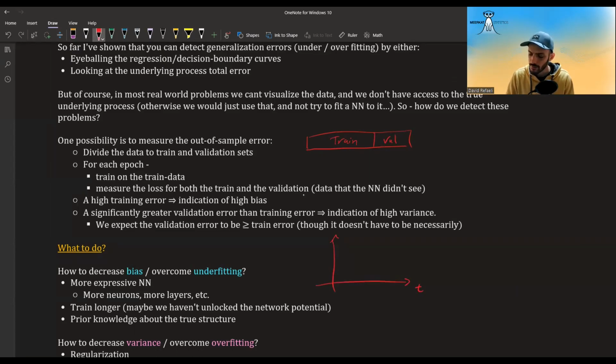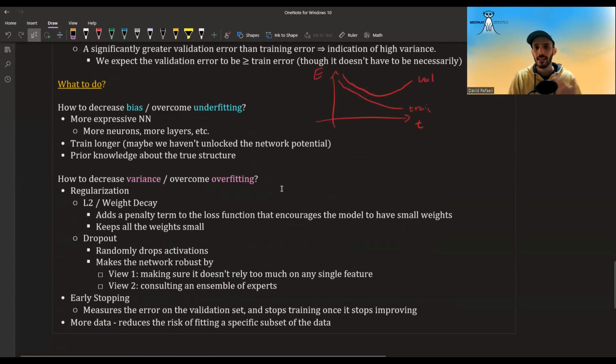So if you have here some training periods and here you have the error, then you might see that this is your error for the train, but this is your error for the validation. Okay, and then you say, okay, at some point our validation error is starting to get bigger and bigger. Maybe we are overfitting the training set, but we are actually not performing well on new unseen data. Okay, so this is how you detect it.